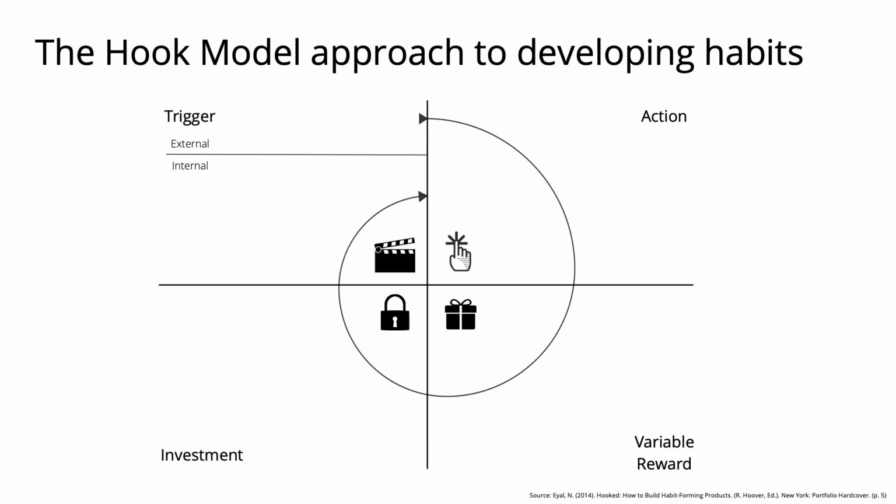The second quadrant on the upper right is the action quadrant. This is the point where the user perhaps takes some action. On the basis of a trigger, they then take action. For example, maybe they go to their timeline on Facebook. Once they've gone there, we move down into the bottom right quadrant. In this quadrant, they get a reward.